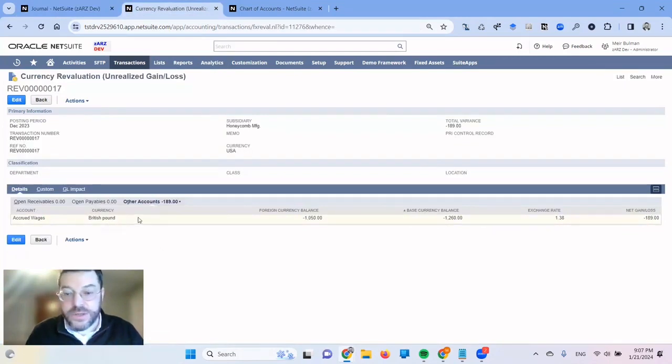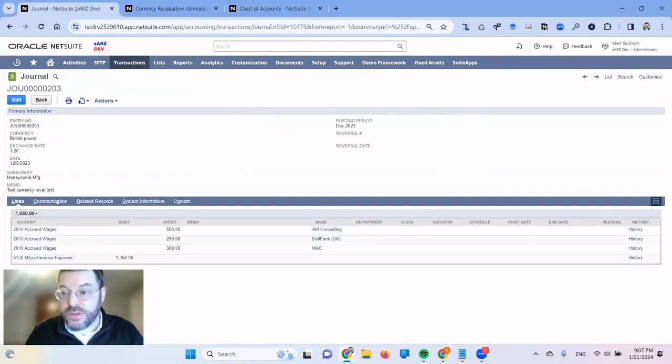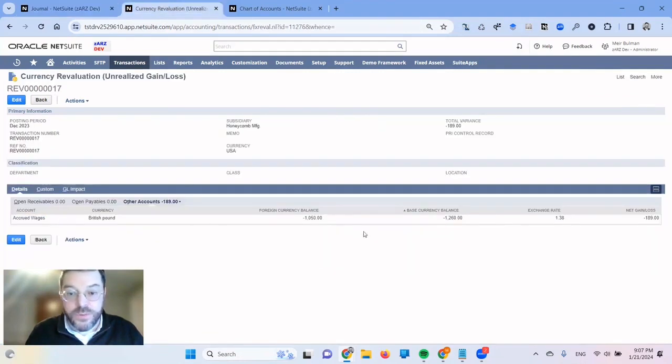This is a common challenge people have when they are revaluing accounts that are not ARAP. If it were ARAP, NetSuite would give you the detailed breakdown. But because this account happens to be an other current liability, NetSuite does not give you the breakdown when we are doing the currency revaluation.